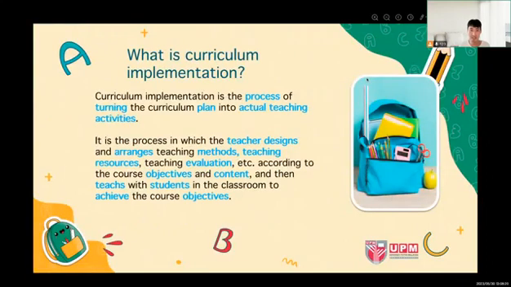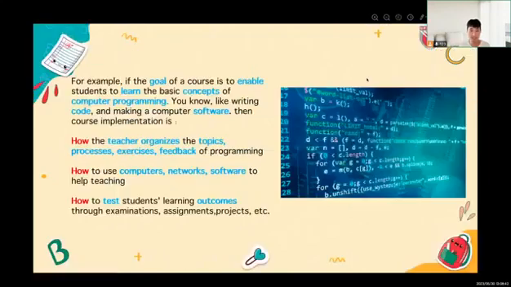Curriculum implementation is a process of turning the curriculum plan into actual teaching activities. It is a process in which the teacher designs and arranges teaching methods, teaching resources, and teaching evaluation according to the course objectives and content, and then teaches with students in the classroom to achieve the course objectives.